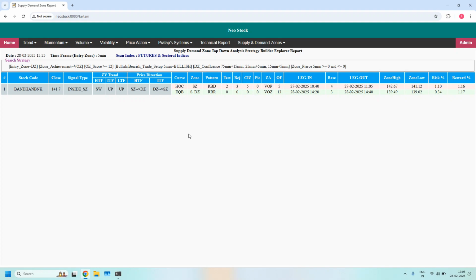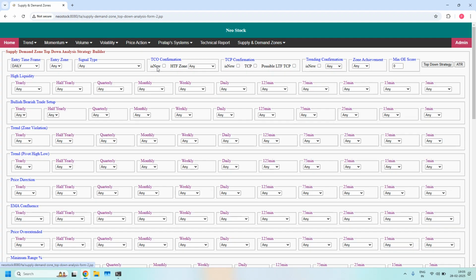So this is the bullish trade setup for hourly income trade. Next, bearish trade setup for hourly income trade. Entry time frame 5 minutes. Entry zone, supply zone. Bullish or bearish trade setup at 5 minutes, I am selecting bearish. And zone achievement VOZ. Minimum order enhances score 12.